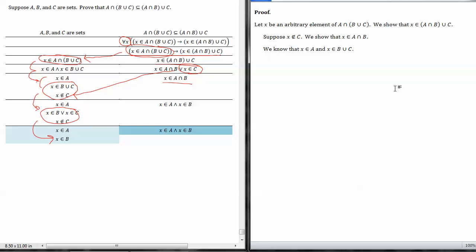All right, and now for the disjunctive syllogism, because x is in B union C and x is not in C, we know that x is in B. And then to finish up, x is in A and x is in B, which was our goal. Okay. So we have just mentioned those two things, x in A and x in B. So I'll say because x is in A and x is in B, we have our goal, which was x in A intersect B. And we're finished.